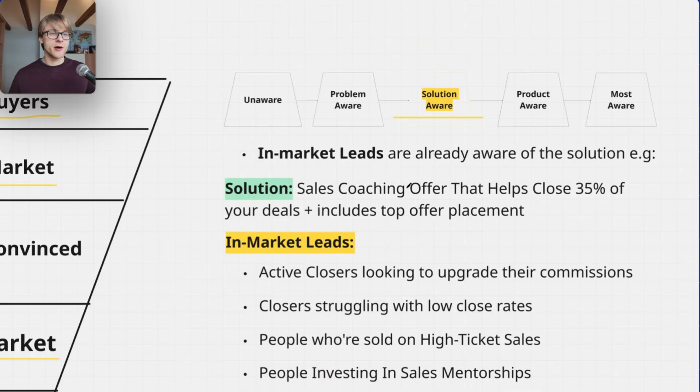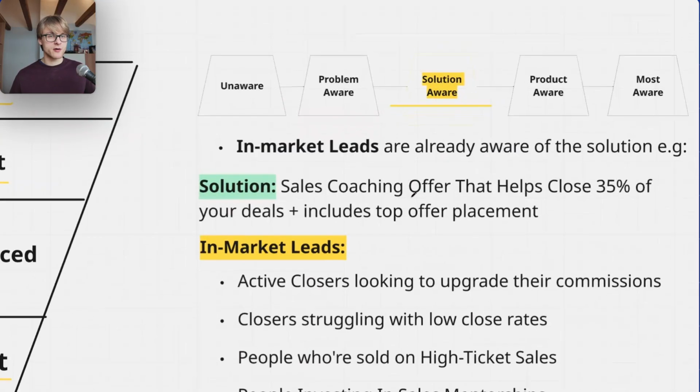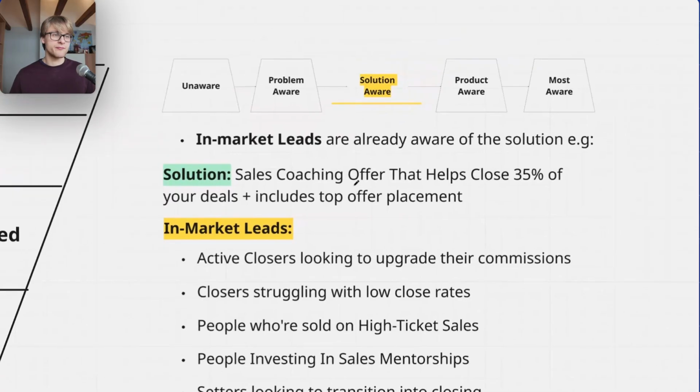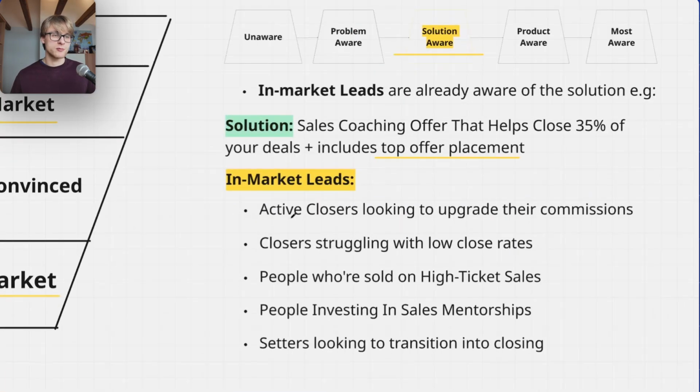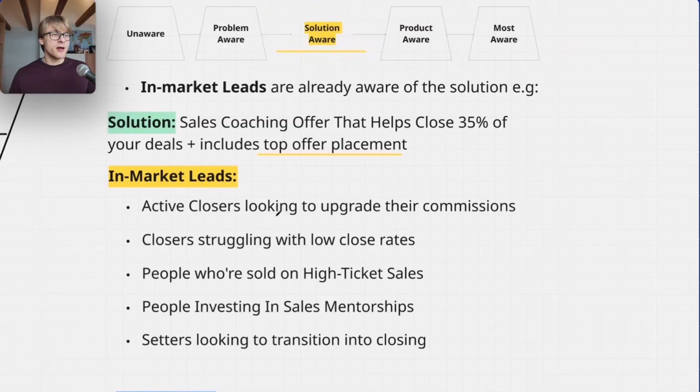Okay. So for example, for one of our sales coaching offers, that helps people close deals at 35% and includes top offer placement. This is basically what we're offering right now for one of our clients. We'll launch soon. We want to attract active closers who are looking to upgrade their commissions. They want to maybe double it with a higher close rate, maximize their own time, their own input. We're targeting closers who are struggling with their low close rates.